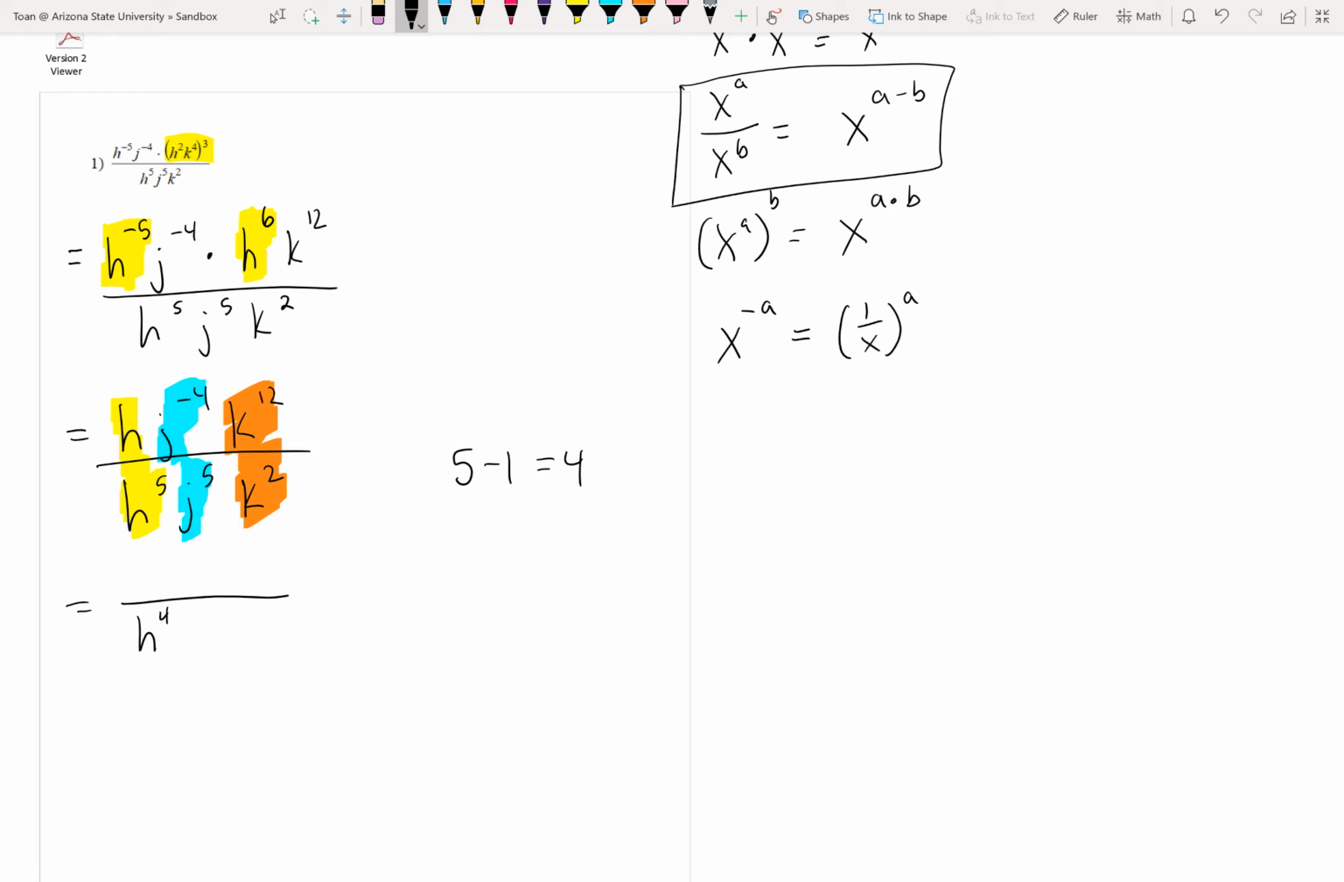Moving on to the j's, the bigger exponent is the 5, and the smaller exponent is the negative 4. So 5 minus the negative 4 is 9. And I'm going to put the answer in the denominator, j to the 9, because that's where the bigger exponent was. And then lastly for the k's, the bigger exponent is 12, minus the 2 gives me a 10. I'm going to put that answer in the numerator because that's where the bigger exponent was. That is the simplified form for number 1.